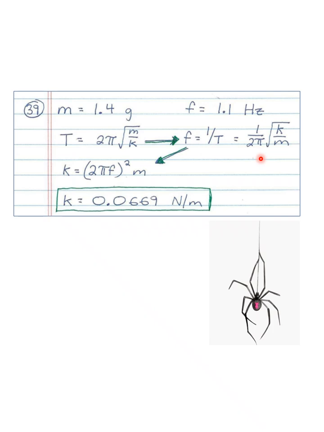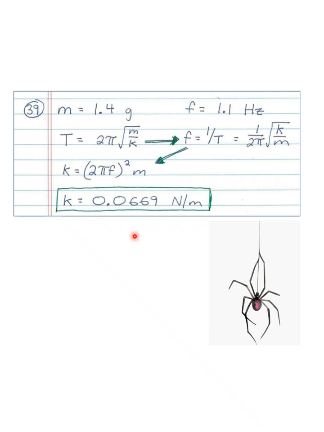So we'll multiply both sides of the equation by 2 pi. We'll square both sides, and we'll multiply by m, and that leaves us just with k on one side of the equation, and (2 pi f) squared times m. So we get k is 0.0669 newtons per meter.